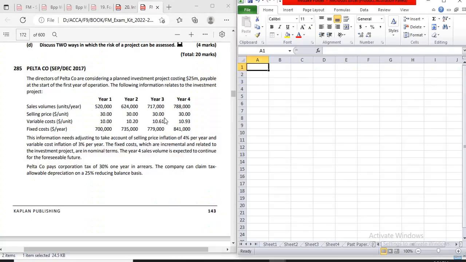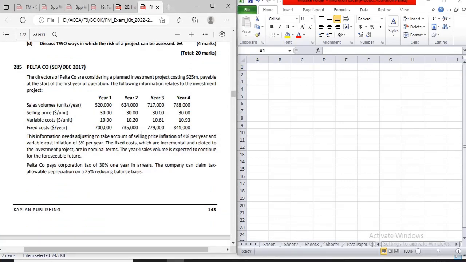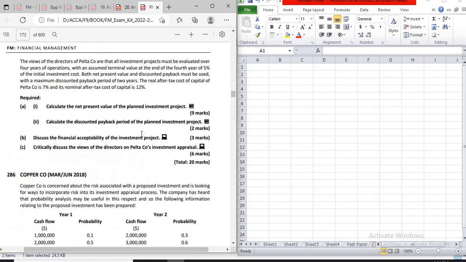Okay, so in this video we will cover the Pelta company question. The question requires, first, to calculate the net present value of the planned investment project; second, to calculate the discounted payback period of the planned investment project; and last, the financial acceptability of the investment project. I always tell you, if a part has been attached to the first part, don't ignore it, as it will carry around 0.5 to 1 mark, so be careful.